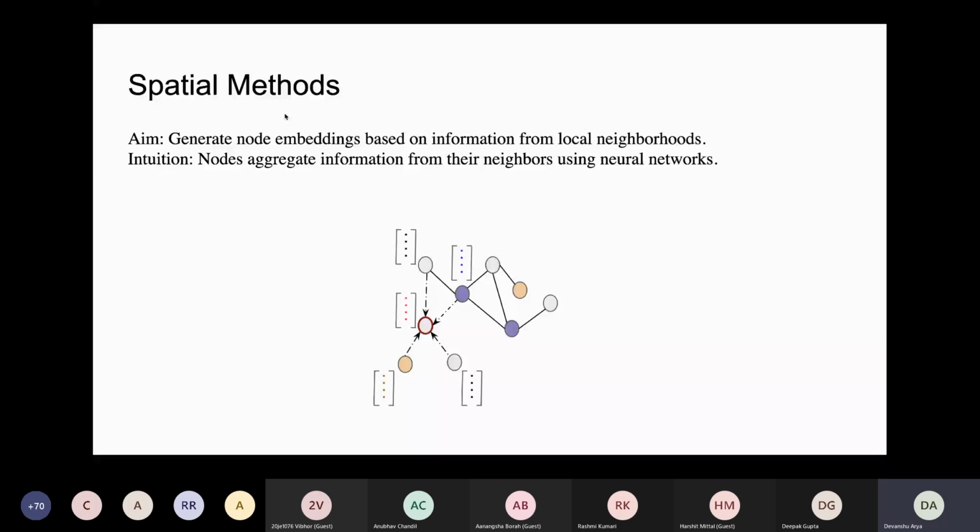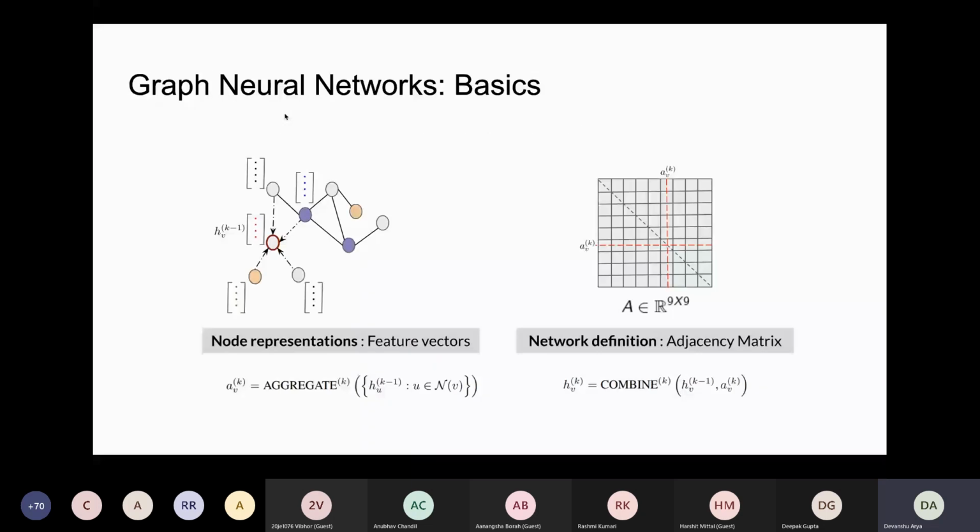So basically, in this spatial method, what we want to do is aggregate information from the neighbors using a neural network architecture. There are two things happening here. First, we want to aggregate information from the neighborhood for this red node, and whatever information we have gathered from the neighborhood, let's call it A, we want to combine that information with the red node's own information, in a way that we can make any kind of inference for the red node.